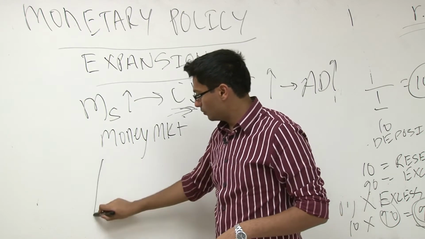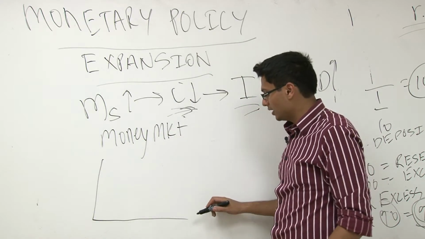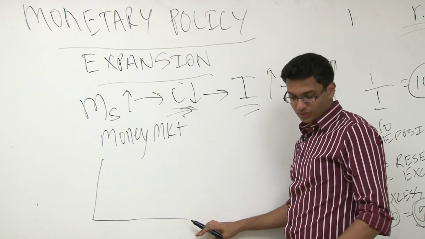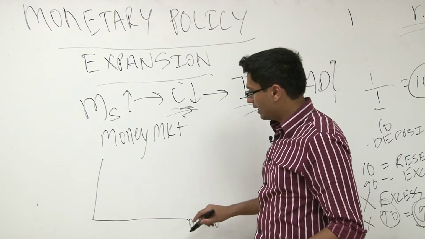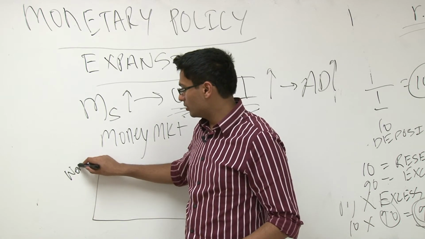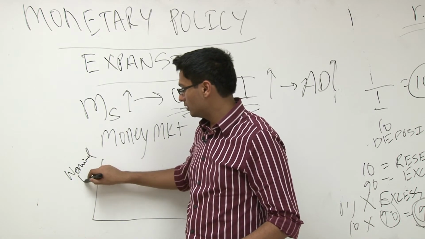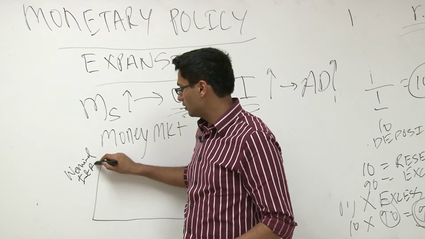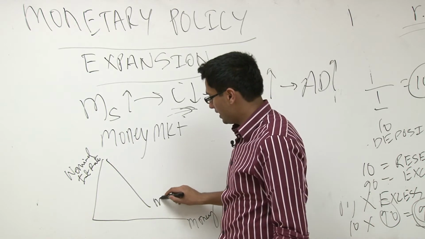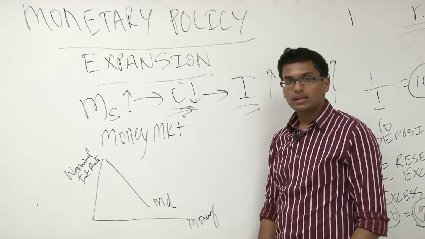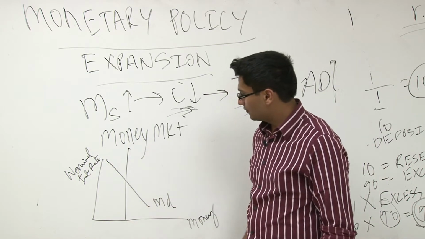Okay, and remember the axes, right? You have on the x-axis, for those of you that remember, money, pretty simple and straightforward. And on the y-axis, you've got the nominal interest rate, right? And then you've got a money demand, MD, that's downward sloping, right? And then you've got a money supply that's vertical.